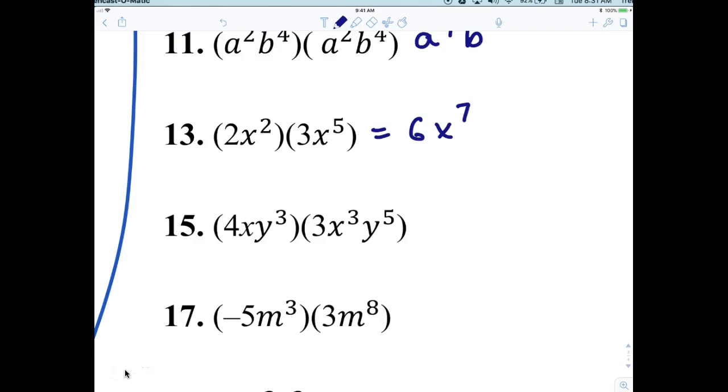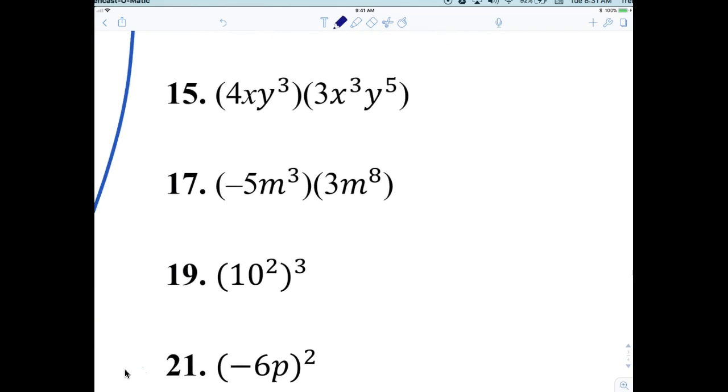All right? So now we're going to look at 15. So everybody should be able to tell me now that 15 is what? 12x to the y to the beautiful.